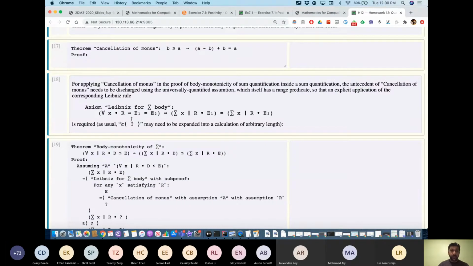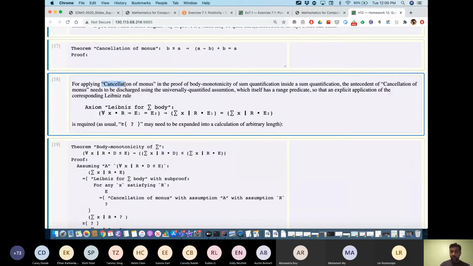Okay. Now, the hint says we're going to use cancellation of monas in the proof of the body monotonicity of some quantification inside another some quantification. And it needs to be discharged using the universally quantified assumption, which itself has a range predicate, so that explicit implication of the corresponding Leibniz rule is required. Okay, and I hope people are comfortable with using orders on the side as we have before.